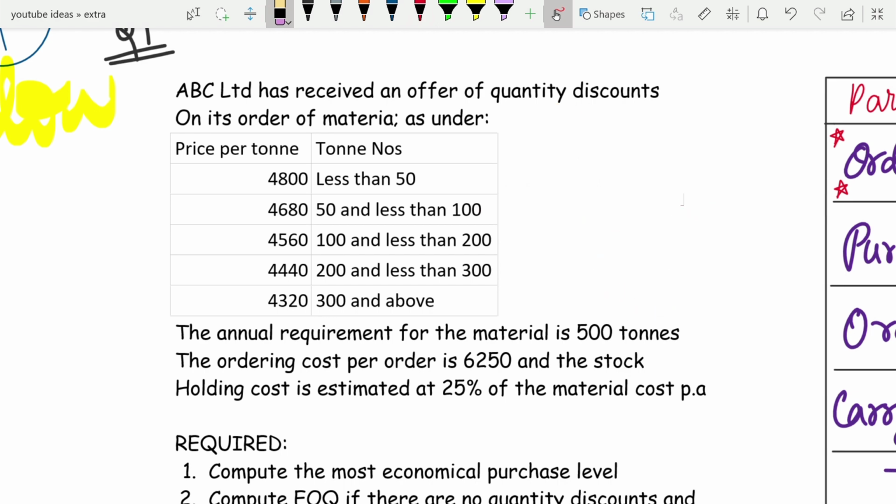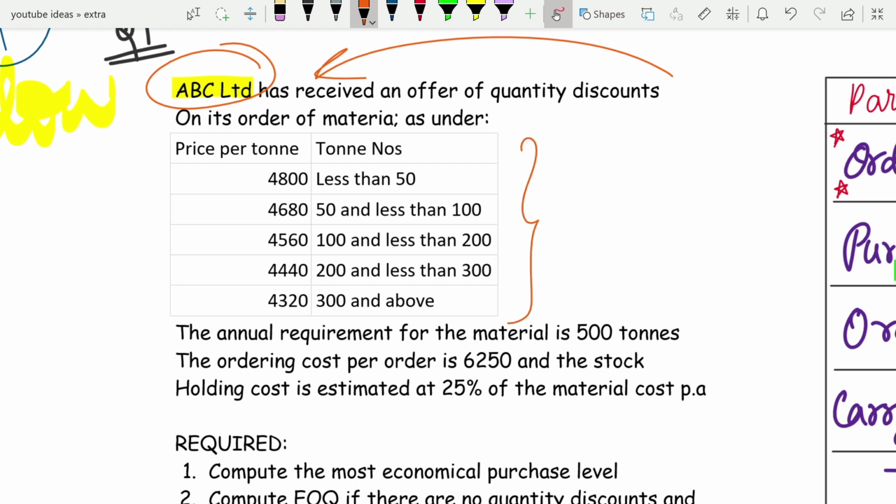Okay. So here in the question they have told you that ABC Limited has received an offer of quantity discount on its order of material as under. So what they tell you is that ABC Limited is a firm. It is going to purchase a raw material. And when it is going to purchase a raw material, what the supplier told ABC Limited was that, see, this is a card, okay. In this, I have written that if you purchase this much, this will be your price. If you purchase this much, this will be your price.